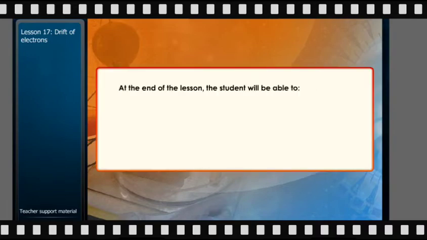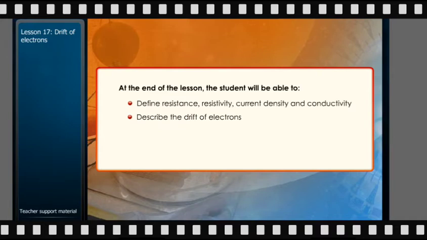At the end of this lesson, the student will be able to define resistance, resistivity, current density, and conductivity. Describe the drift of electrons. Define the mobility of charges. State the limitation of Ohm's law.